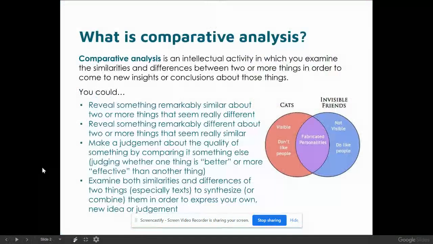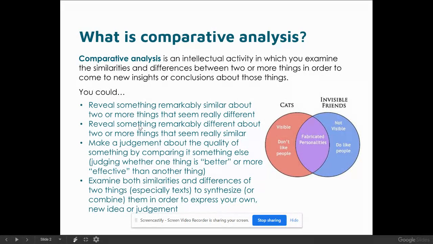and then why is that significant? So what is comparative analysis? An intellectual activity in which you examine the similarities or differences between two or more things in order to come to new insights or conclusions about those things. Okay, so if you look at this Venn diagram over here, this is a really nice way to look at how things are similar, how things are different.